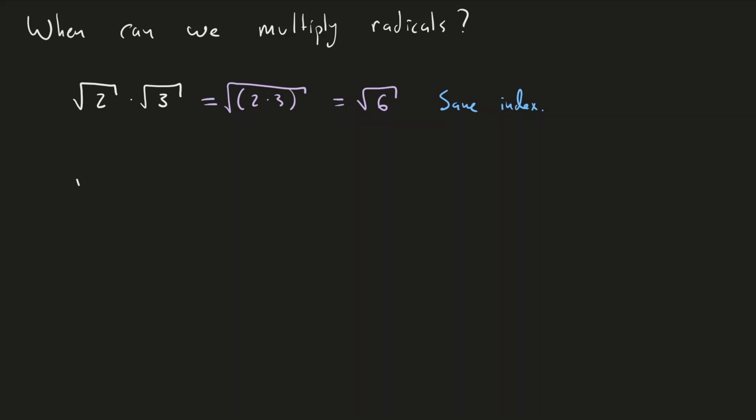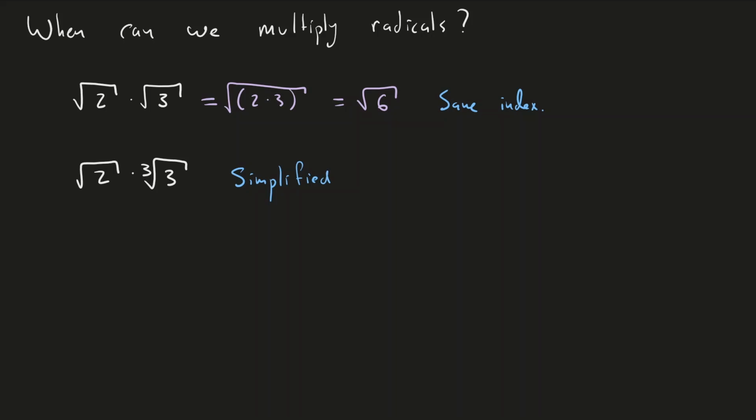Well, what about the square root of 2 times the cube root of 3? Unfortunately, this one is fully simplified, so we can't actually combine these two. They have different indexes, and the radicands 2 and 3 are different. So this one is simplified.